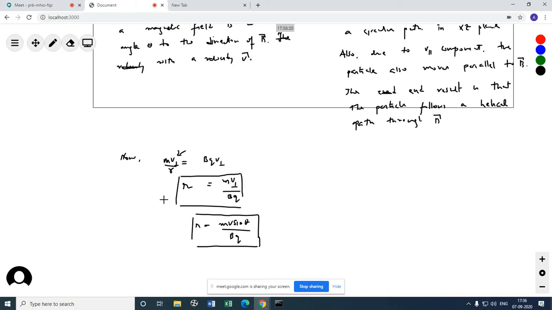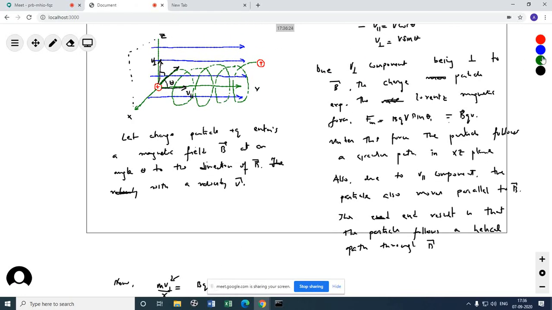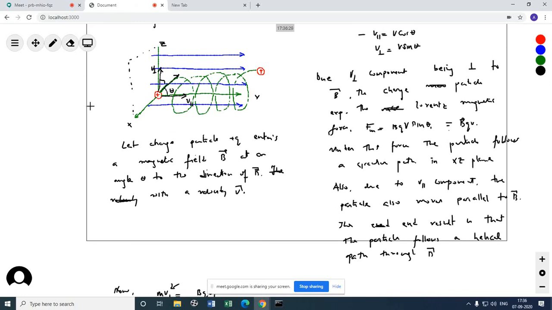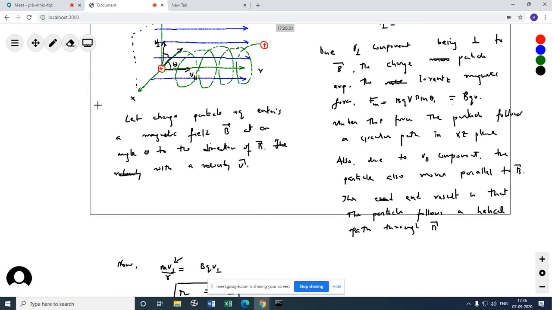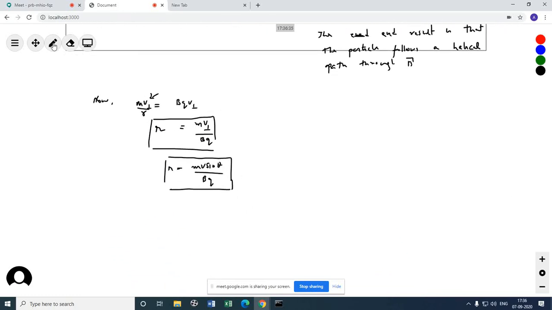Now we can also find something called pitch. What is the pitch? Before that, we have found r. What else did we find in the last class? We found out the time period also, and velocity also. From this equation we can easily find the time period.